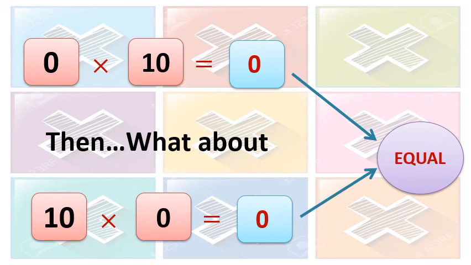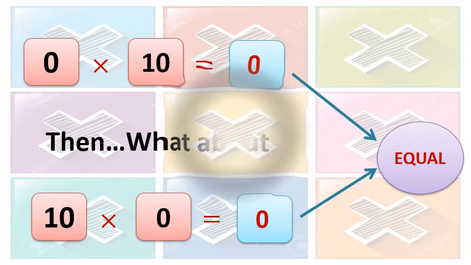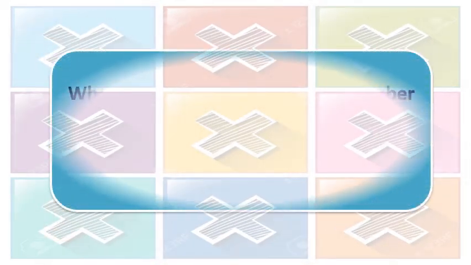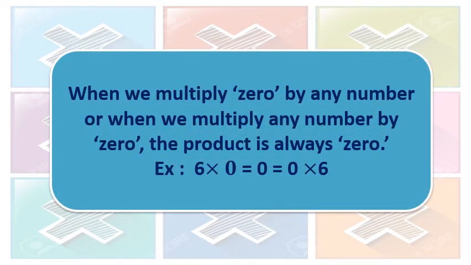Both products are equal. Remember students, when we multiply any number by 0, we get the answer 0. Remember this, okay? When we multiply 0 by any number, or when we multiply any number by 0, the product is always 0. Okay?